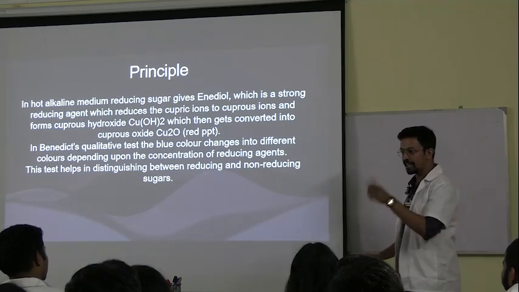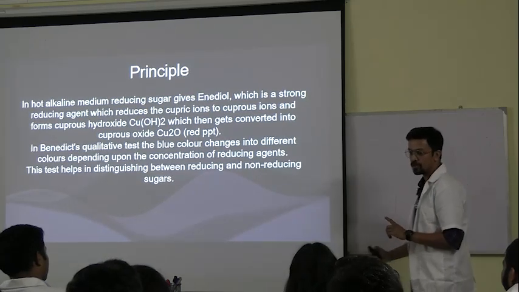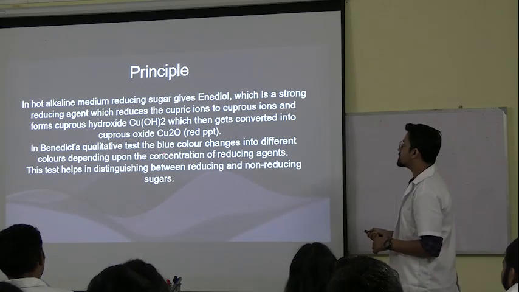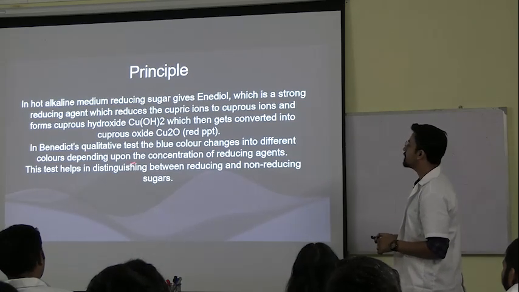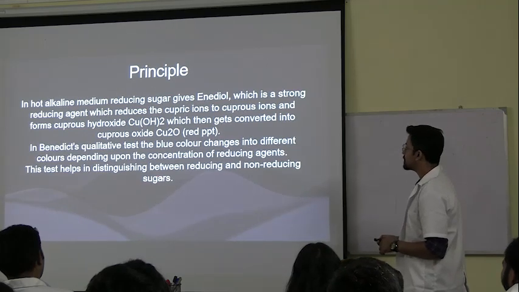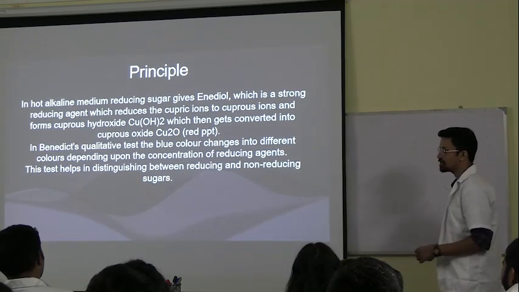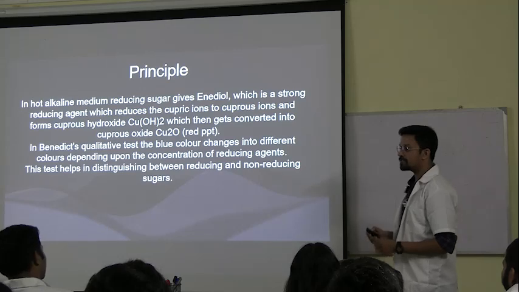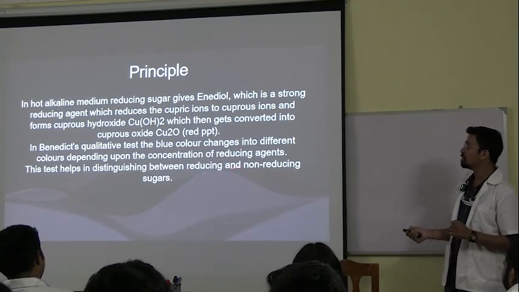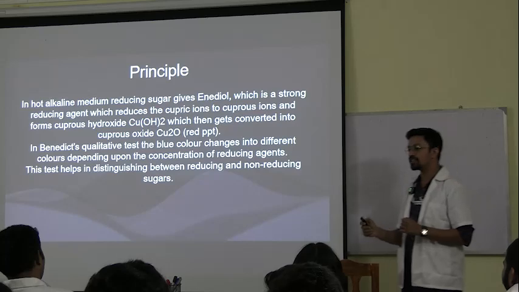Once it cools down, then you see the color and come to the conclusion of the test. In Benedict's qualitative test, the blue color changes into different colors depending upon the concentration of the reducing agents. This test helps in distinguishing between the reducing and the non-reducing sugars. So what it does is separate the reducing and the non-reducing sugars. And the color changes depending upon the concentration of the sugar.